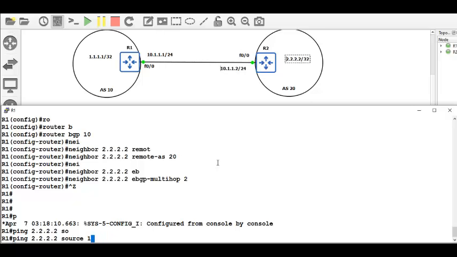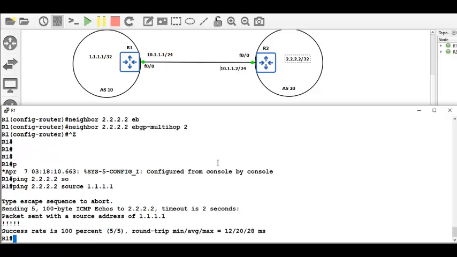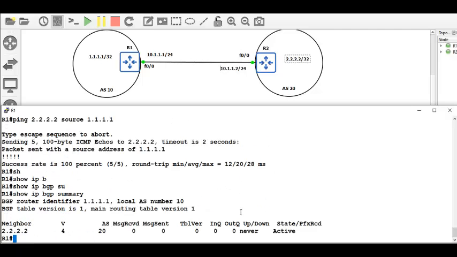Though you are able to reach between these two loopbacks, the neighbor is not going to get established. Though you can reach, the neighbor is not coming. Show BGP summary. The neighbor is not coming. Why? Active is not good. Active means it is searching for the neighbor actively. Still not established. It's actively working very hard to establish. So the neighbor has never come up.